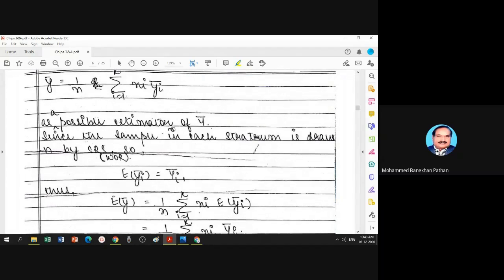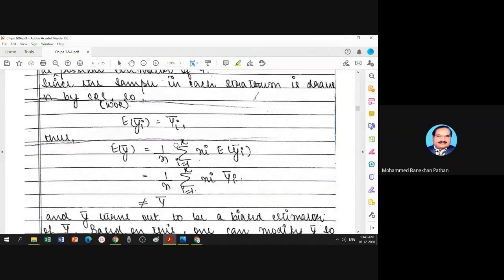As a possible estimator of capital Y bar, since the sample in each stratum is drawn without replacement, by using the previous chapter, we proved the expected value of the sample mean without replacement is the population mean. There is no hurdle to write like this because every stratum is homogeneous. So for every stratum you can apply the previous chapter results. So this is true with the help of the previous chapter.